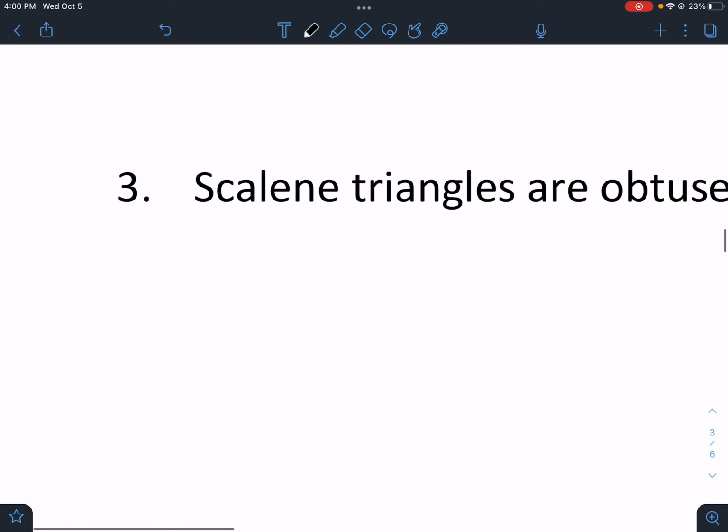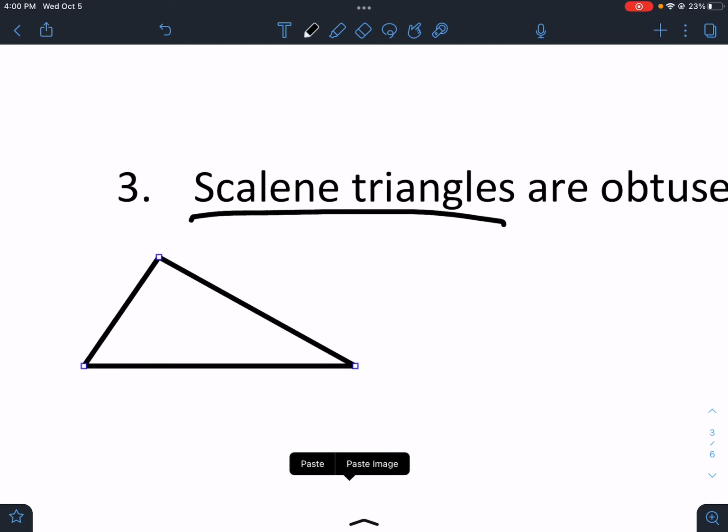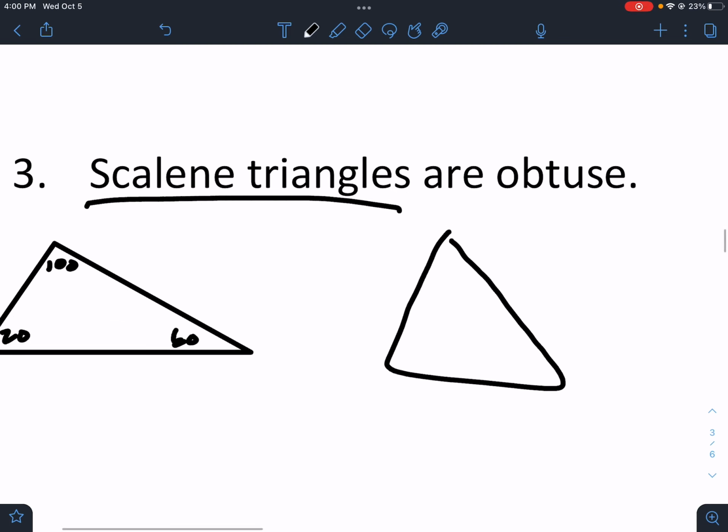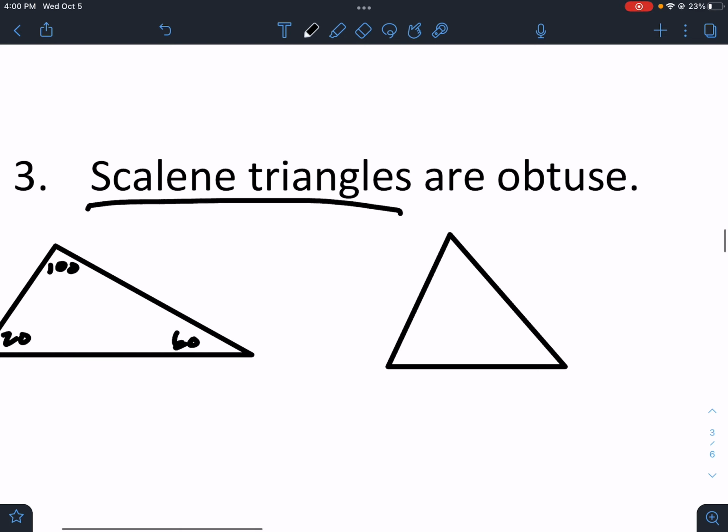Scalene triangles are obtuse. So I've got to have a scalene triangle. That has to happen. So can I draw a scalene triangle that is obtuse? Can it be like 100, 20, and 60? Would that be acceptable? Sure. That's scalene. That's obtuse. But could it be scalene and acute or scalene and right? Sure. Could it be like 50, 60, and 70? That's scalene, and that's acute. If every angle is different, then we know every side is different. So scalene can be any kind of triangle, really, except for equilateral, I guess. Obviously, those are different. Okay.